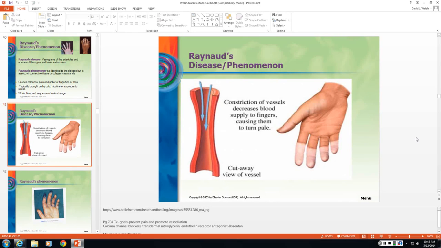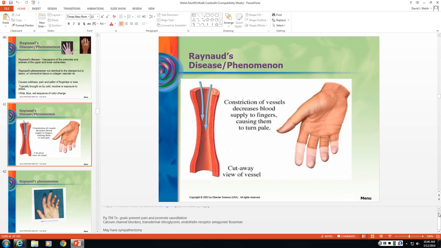So, treatment, you're going to try to prevent the pain and promote vasodilation. You're going to use calcium channel blockers, transdermal nitroglycerin, endothelin receptor antagonists such as bosentan. They may also go in and do a sympathectomy, which basically means they're going to deaden the nerves, or they're going to sever the nerves to the sympathetic nervous system.